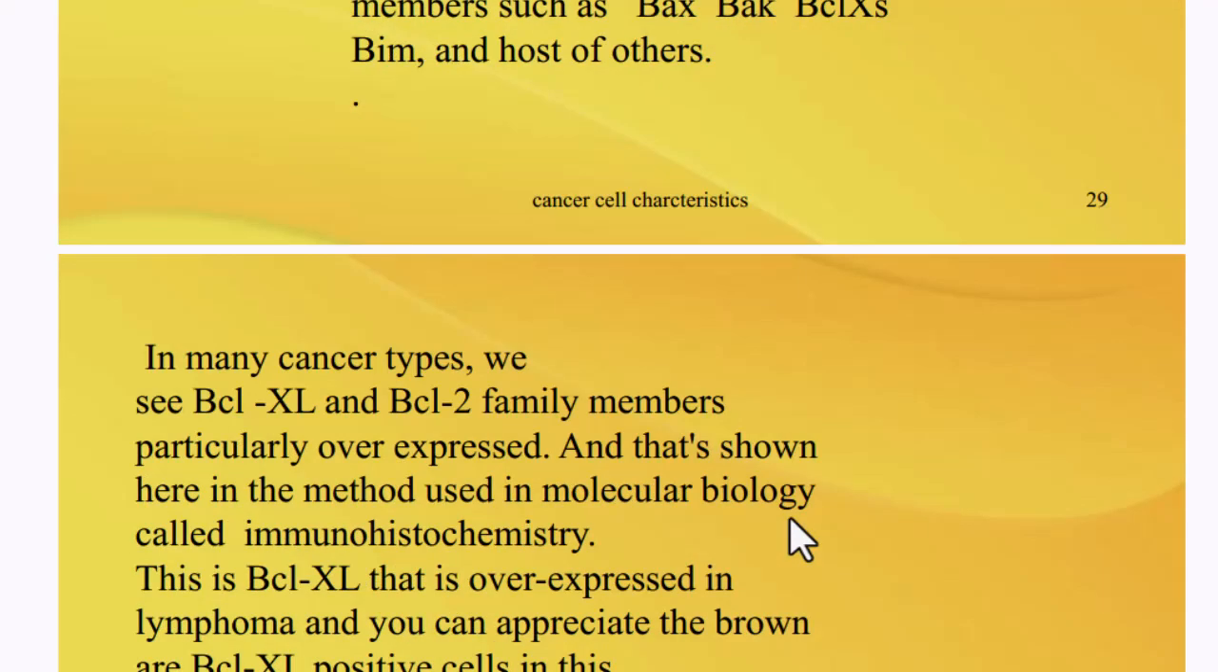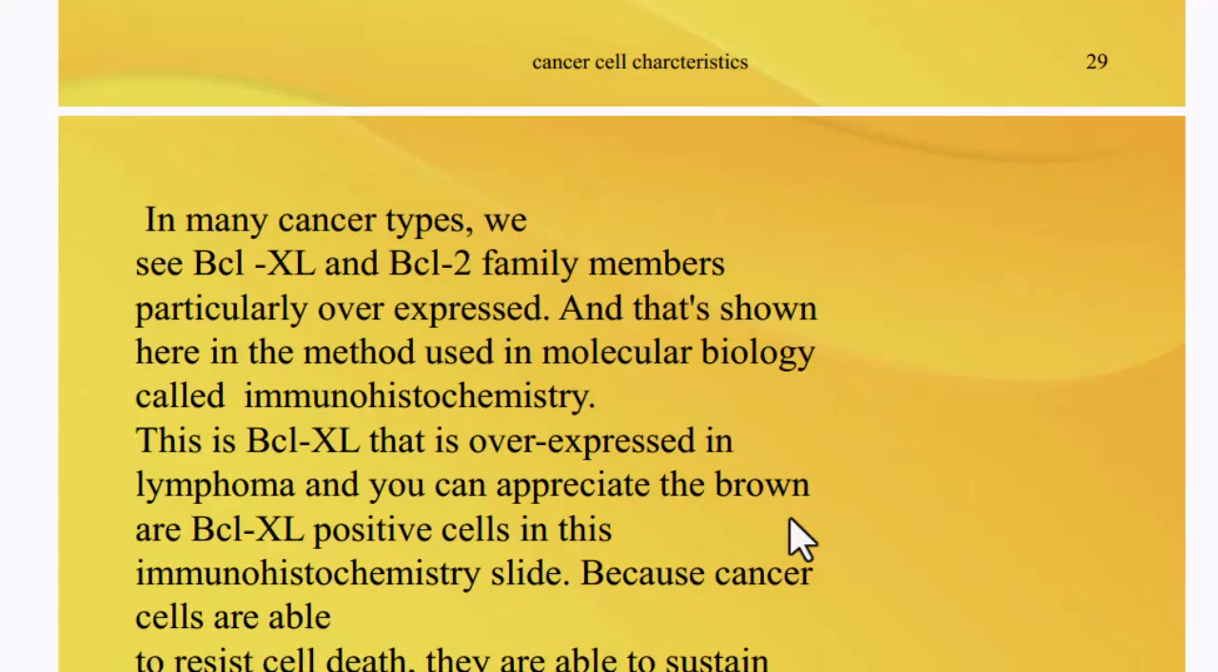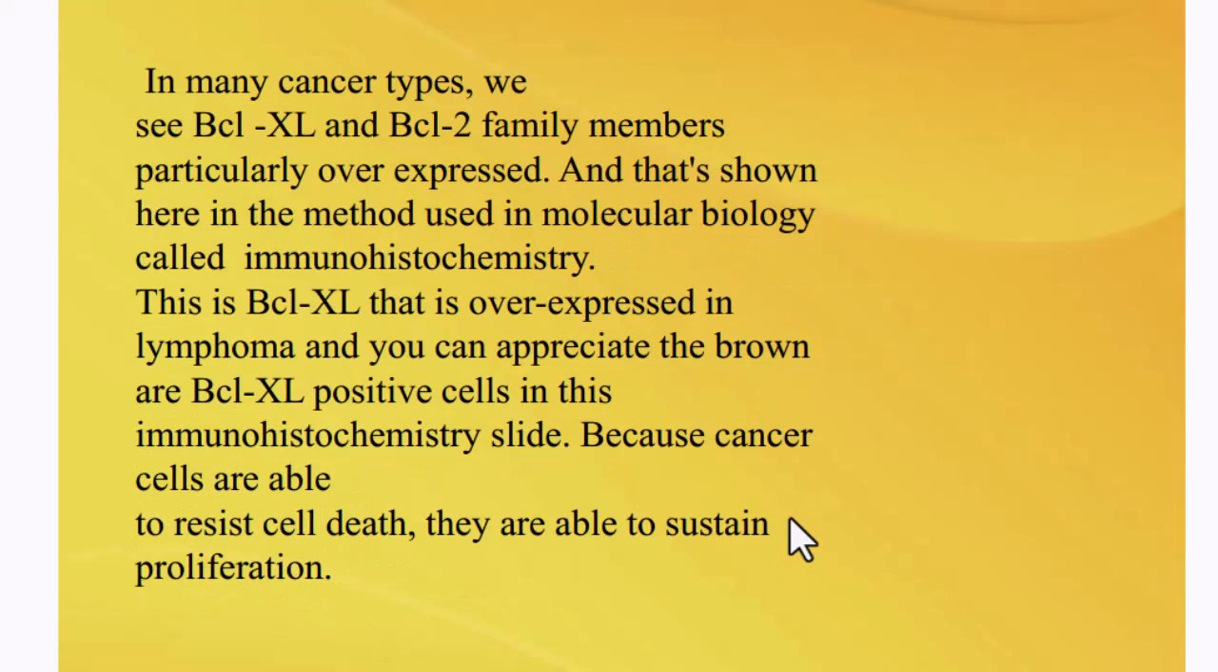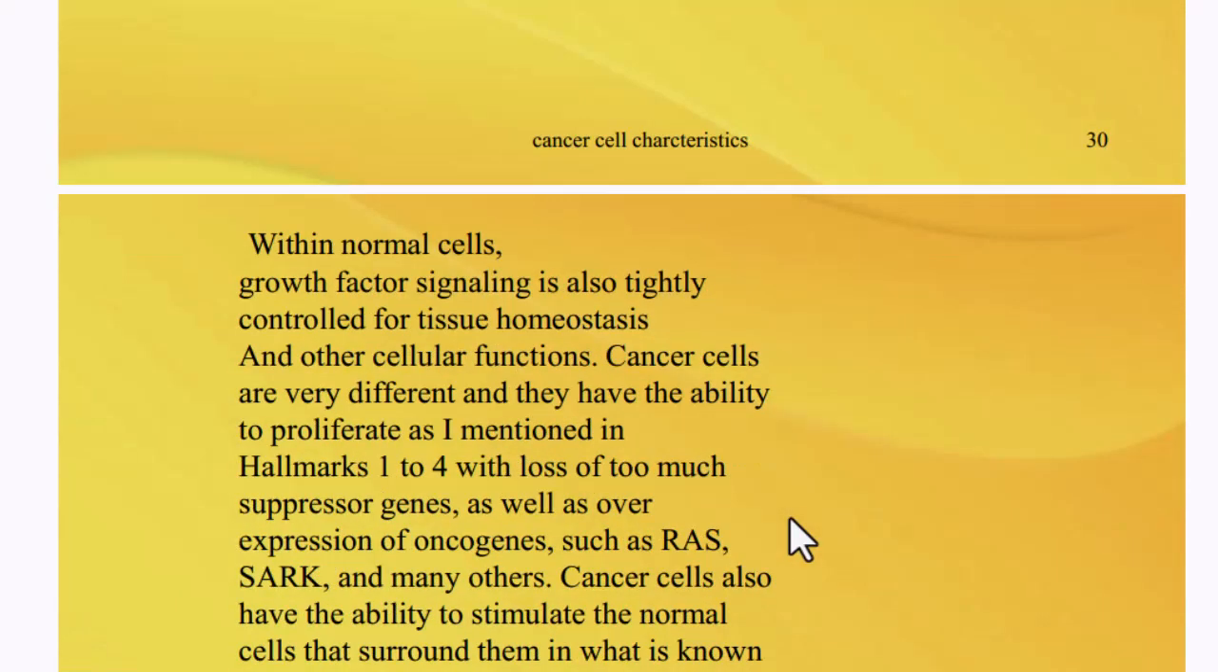In many cancer types, we see BCL-XL and other BCL2 family members overexpressed, and that is shown here in a method used in molecular biology called immunohistochemistry. BCL2 and BCL-XL are overexpressed in lymphoma, and you can appreciate the brown BCL-positive cells in this immunohistochemistry slide, because cancer cells are able to resist cell death.